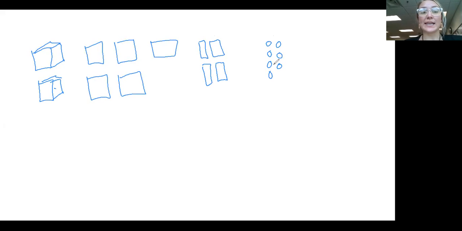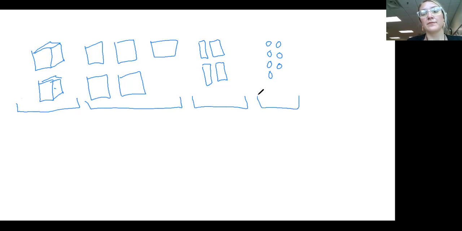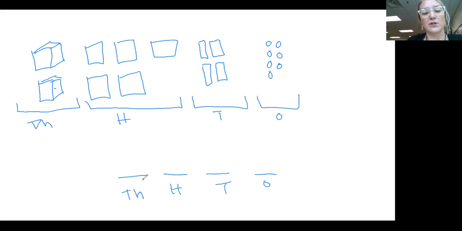All right, I'm going to do the same thing I did when I changed expanded form to standard form, and I'm going to block off each place value. This is my thousands place. This is my hundreds place. This is my tens, and this is my ones. Then I can go ahead and write out the place values for my standard form. I'm going to go ahead and already add my comma in because I know I'm going to need one.